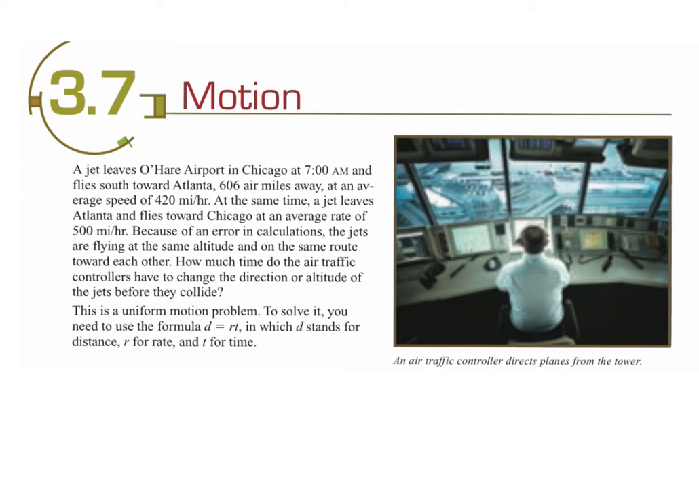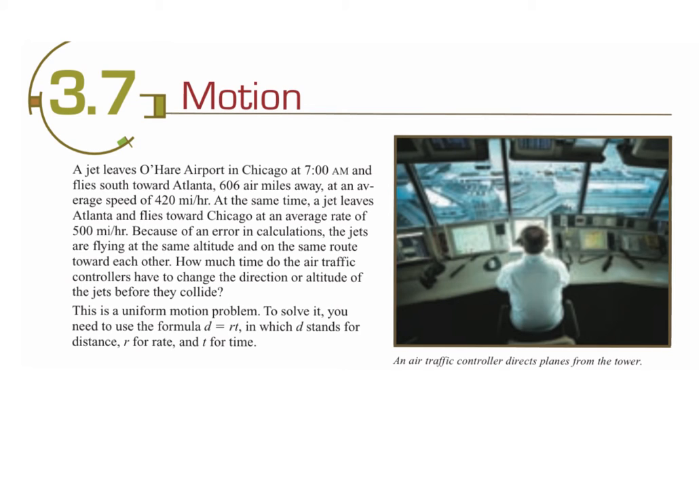Here you go. A jet leaves O'Hare Airport in Chicago at 7 a.m. and flies south towards Atlanta, 606 air miles away, at an average speed of 420 miles per hour. At the same time, a jet leaves Atlanta and flies towards Chicago at an average rate of 500 miles per hour. Because of an error in calculations, the jets are flying at the same altitude and on the same route towards each other. This is a problem, by the way.